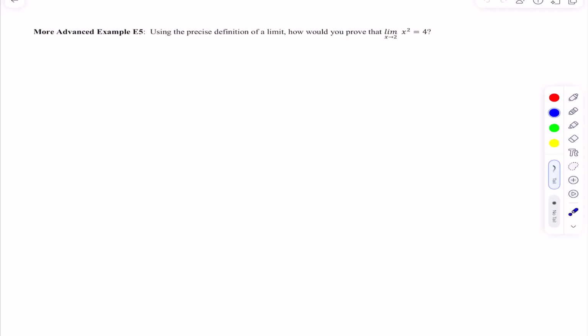Let's look at an example that is nonlinear, meaning it's not in the form of y equals mx plus b. Instead, we're going to look at a function, simply f of x equals x squared. So this is obviously a polynomial, but how does this affect the formal definition of a limit? So we're going to look at the formal definition of a limit and see how this plays out.